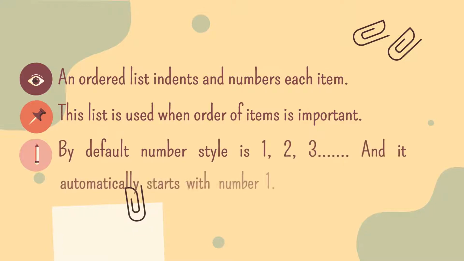By default, the number style is 1, 2, 3. If we do not define any type attribute for the numbering style, by default, it will take the numbers as 1, 2, 3. And it automatically starts with number 1.